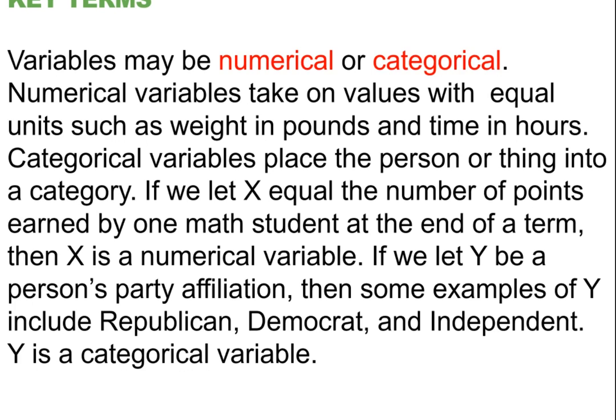Numerical values literally take on values: numbers, hours, weight in pounds. It's numbers. Categorical variables place a person or thing into a category. So X is the number of points earned by one math student at the end of the term. X would be a numerical value. If Y was a person's political party affiliation, then maybe Y would be Republican, Democrat, or Independent. That puts people into a category.